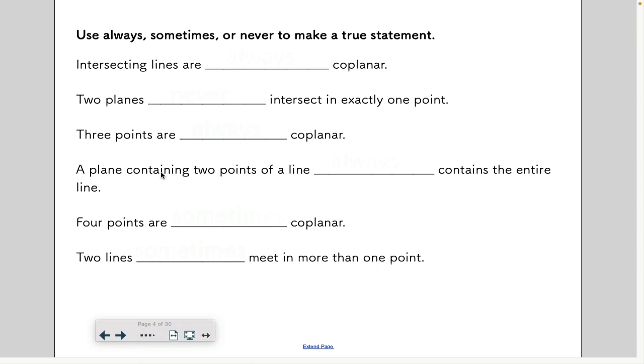Okay. Now, be ready. So we're going to stand. And remember, you might not agree with other people, but now that you've seen these things for another day, maybe you have a different response, okay? So intersecting lines are, I want you to stand up when I say your choice. Okay, intersecting lines are always coplanar, up for always, up for sometimes, up for never.